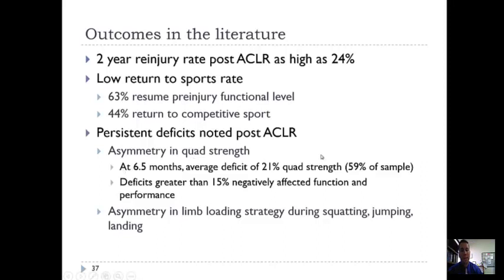And then all the deficits that we see. This is interesting because at 6.5 months, we still see a quad strength deficit. And the thing that's tricky is your manual muscle testing or your standard strength testing might check out just fine. You have them do some functional testing, or if you have access to isokinetic testing, you really pick up some deficits. So you've got to make sure you're doing a proper exam to detect any strength deficits that are there.